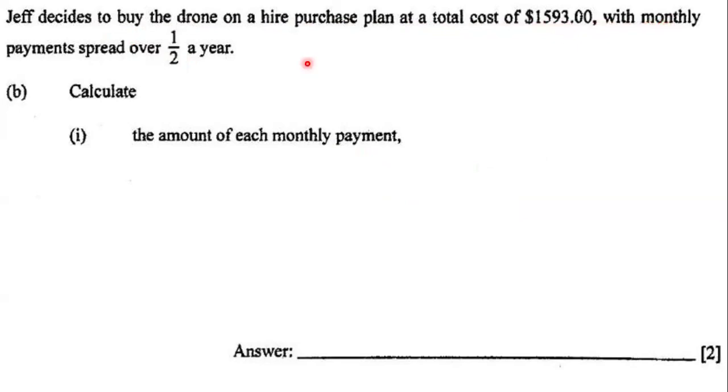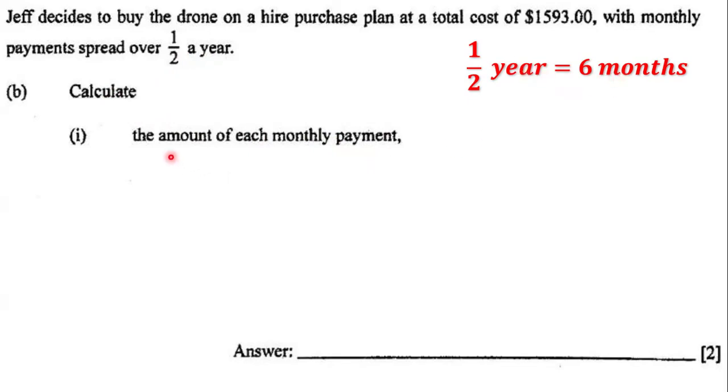Next, it says Jeff decides to buy the drone on a hire purchase plan at a total cost of $1,593 with monthly payments spread over half a year. And so they want us to calculate the amount of each monthly payment. Now, when we look at half a year is 6 months. And we know that because there are 12 months in the year. And so half a year is going to be 12 divided by 2, which is going to be 6. And so it's going to be 6 months.